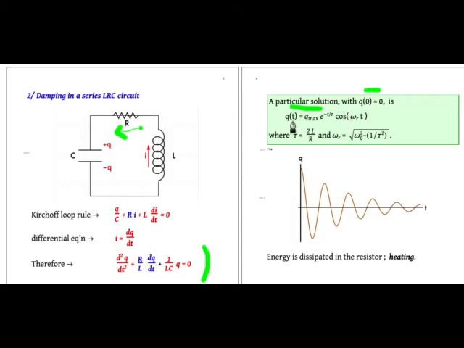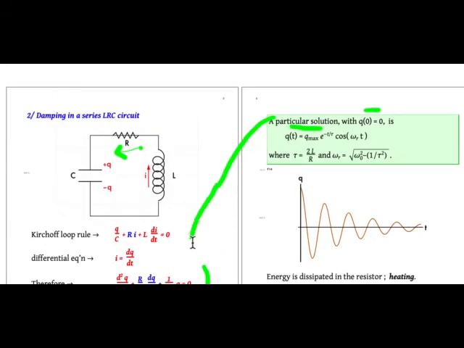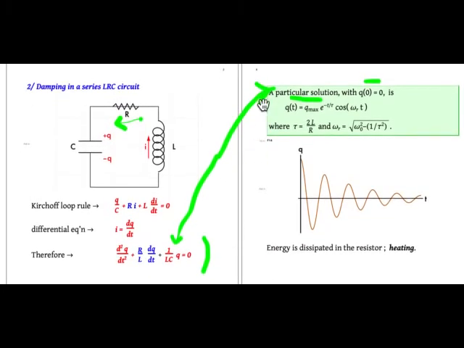Now I'll leave it as an exercise for you, or you can look it up in the textbook by Bauer and Westphal. If you compare this equation and this function, you'll find that it's a solution where tau is 2L over R, and omega sub R, the angular frequency, is the square root of omega 0 squared minus 1 over tau squared.